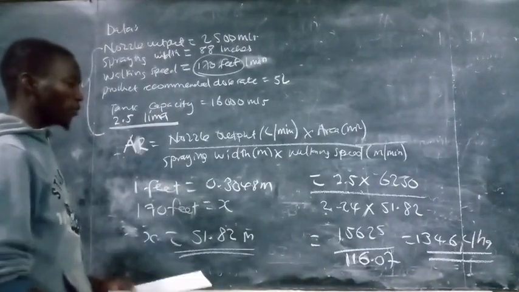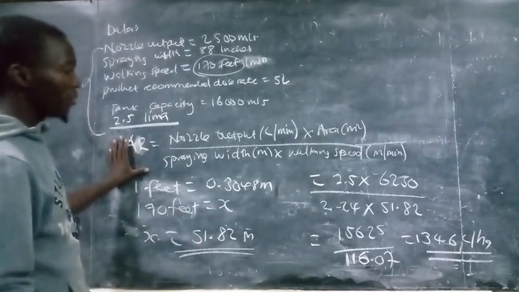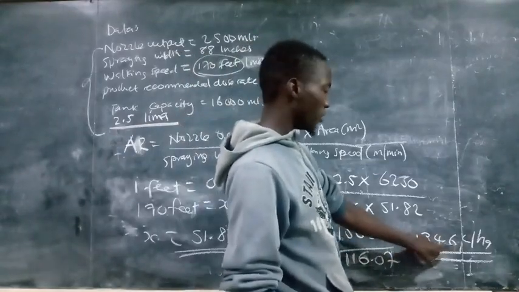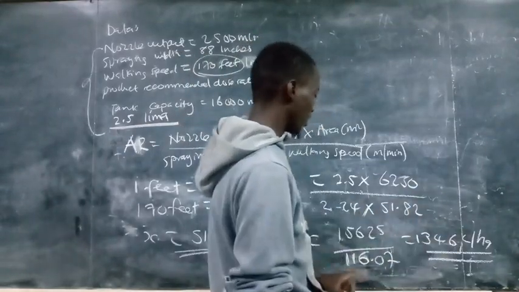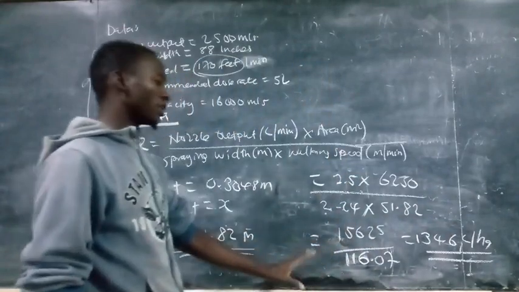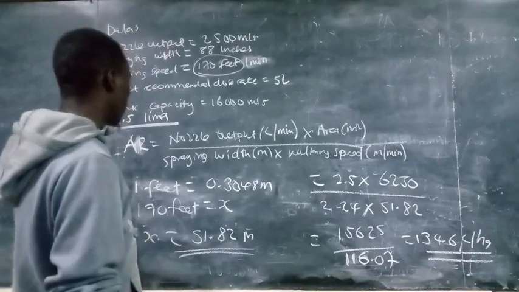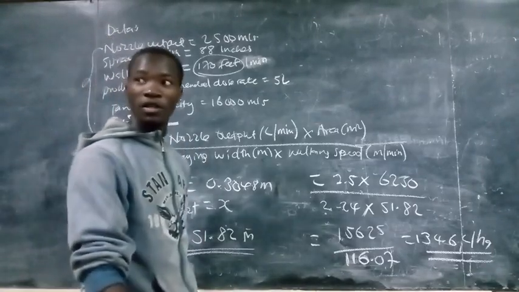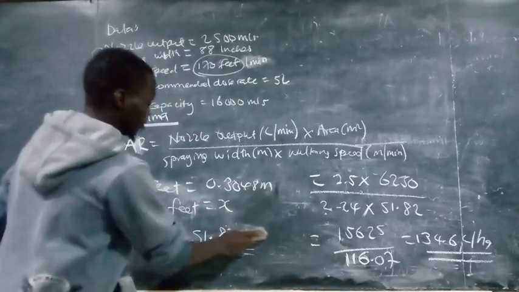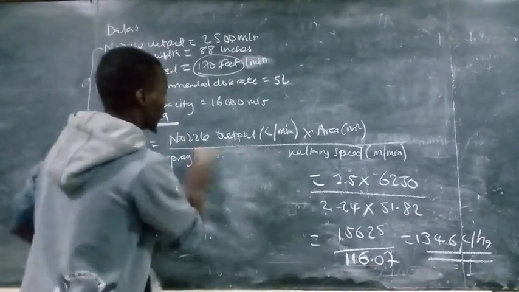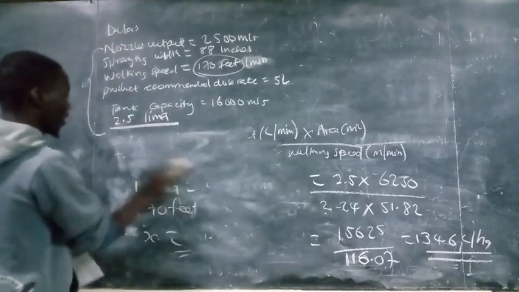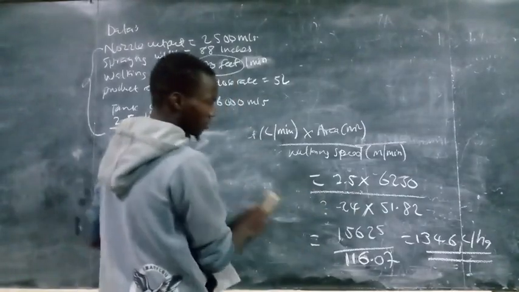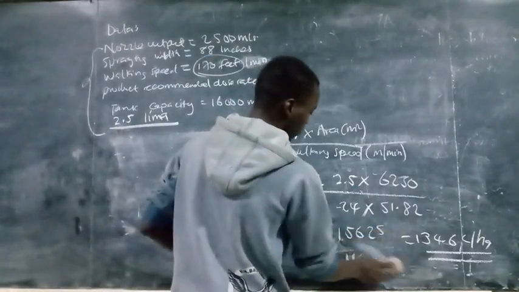Okay, so for the application rate, we got it to be 134.6 liters per hectare. So that's the application rate that you must take for this particular data. Now let's calculate the quantity, which you may have to be aware of. Calculate. So this figure we need it shortly.